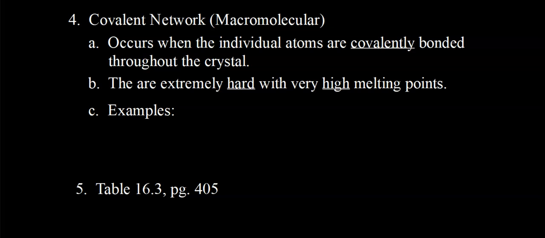Now, there are lots of examples, but here are the ones you need to know for this class. The most commonly remembered or known is diamond. A diamond is made up of all carbon atoms, all covalently bonded to each other, makes for a very hard object, very high melting point. Another one is quartz or silicon dioxide. Again, silicon and oxygen atoms this time, all held together by covalent bonds.